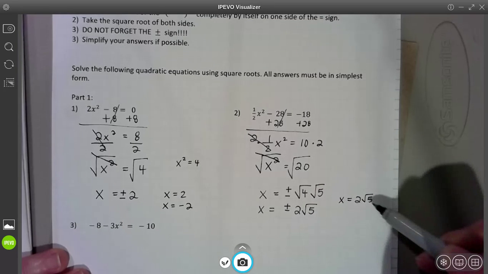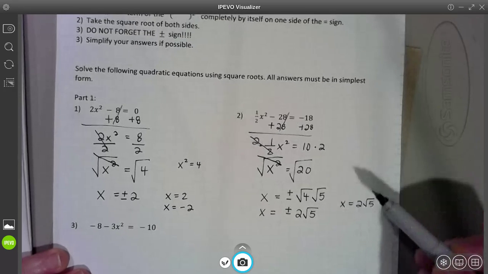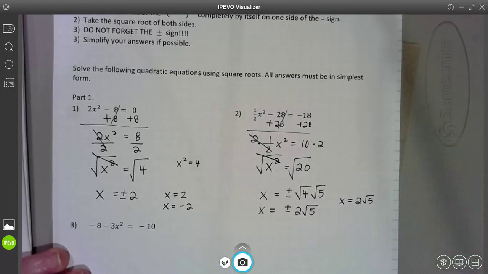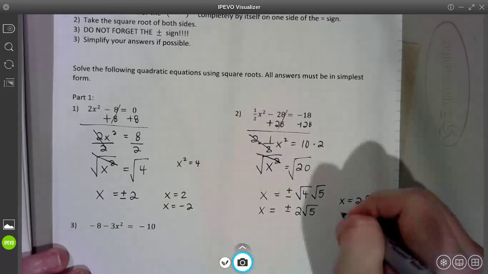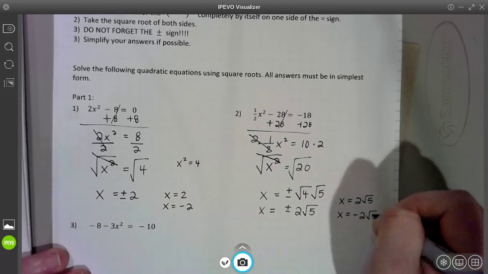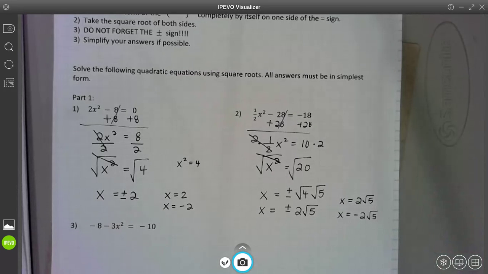The square root of 5, anytime you take the square root of a number that you can't take the square root of, it's an irrational number, a really long, non-ending, non-repeating decimal. So 2 times the square root of 5, guys, it's just a really ugly decimal. And we don't want decimals. We want nice, exact answers. And then the second answer is -2 times the square root of 5. And those are your two answers to this degree 2 quadratic equation.